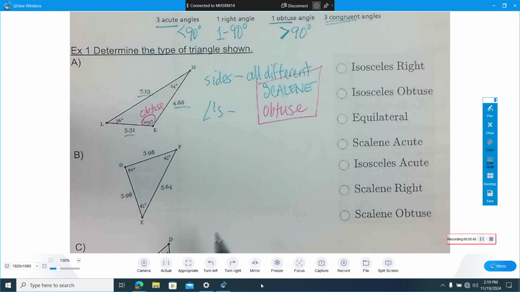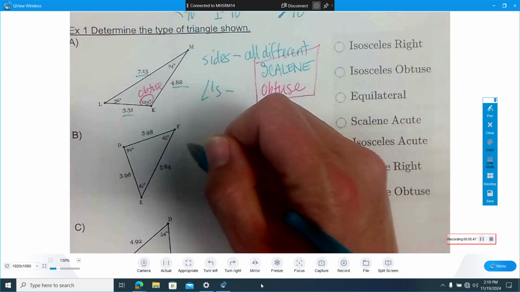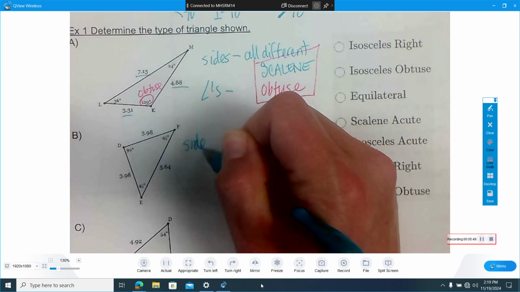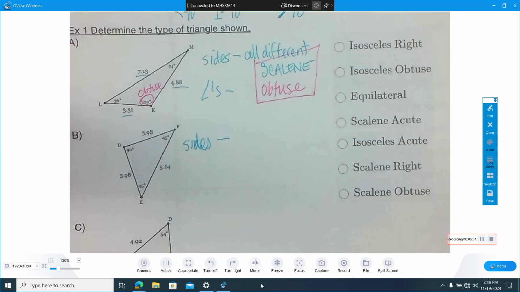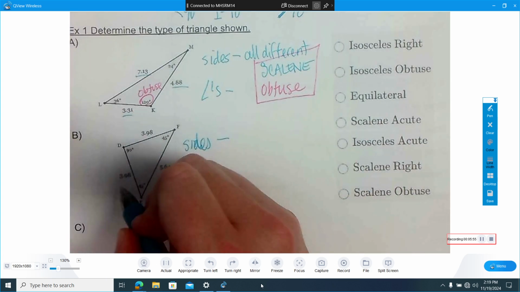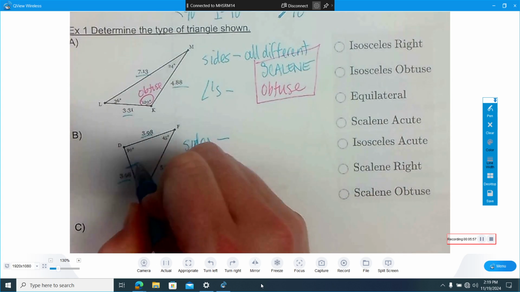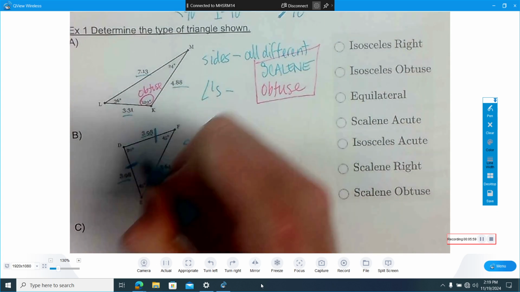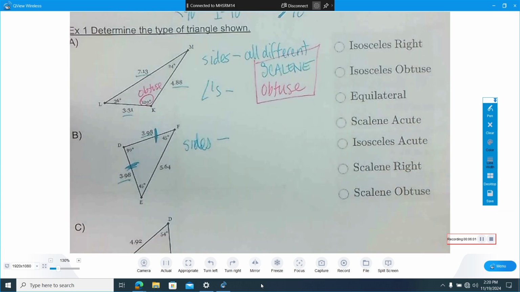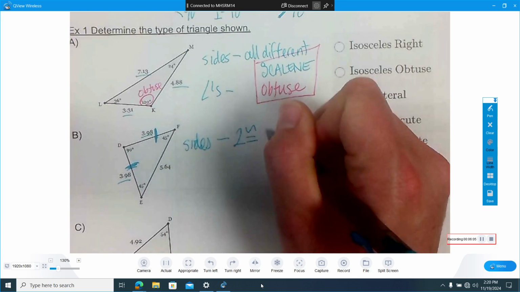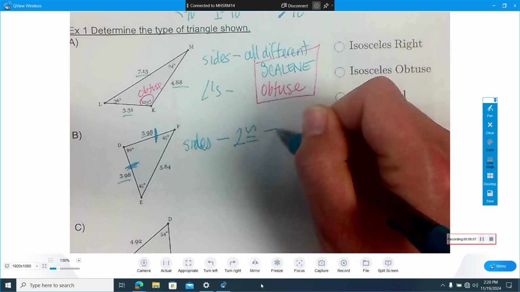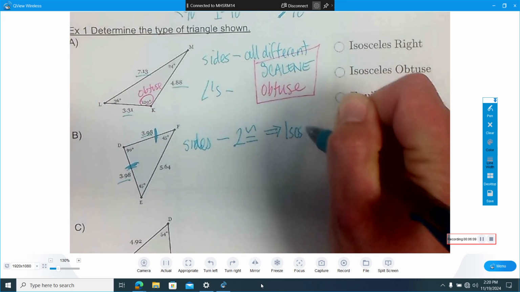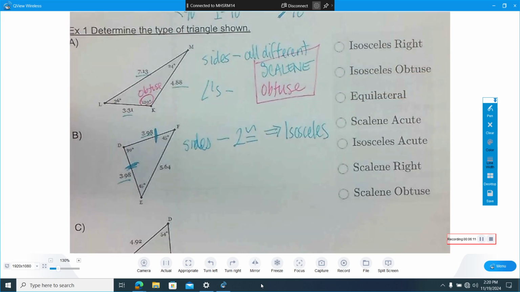All right, let's look at letter B. Tell me about the sides of this triangle. Two of them are congruent. And I'm going to mark that on my picture. Make my little tick marks there, congruent marks. Two sides are congruent. What does that mean if we have two congruent sides? Isosceles. All right, two congruent sides is isosceles.